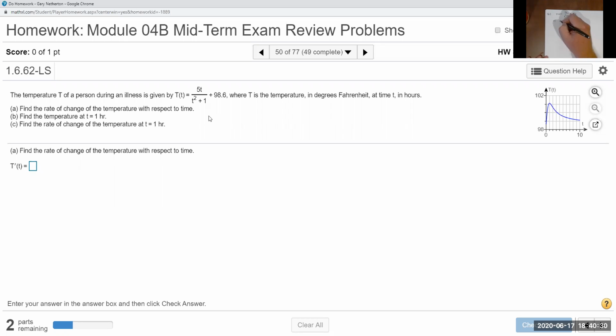I'm going to write here what we're really going to find. You'll see in a minute, dT/dt equals what? Part B, find the temperature when the time is 1 hour. And then C, the rate of change of the temperature at 1 hour. So let me show you what I've written down. I've sort of interpreted it.